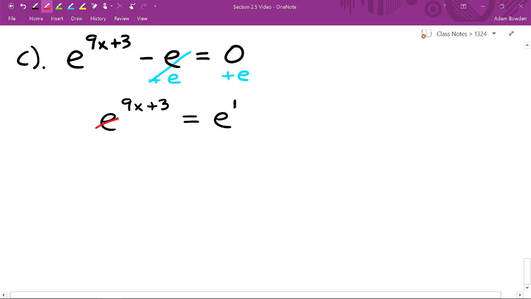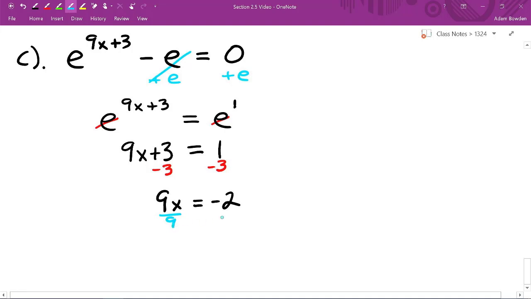So when I cross out an e from both sides, I'm going to take the 9x plus 3 and have that equal to 1. To solve from here, we're going to subtract the 3 from both sides. That'll leave us with 9x is equal to negative 2. We'll divide out the 9 from both sides. Write this as x is equal to negative 2 over 9.